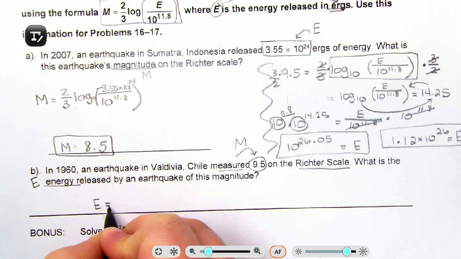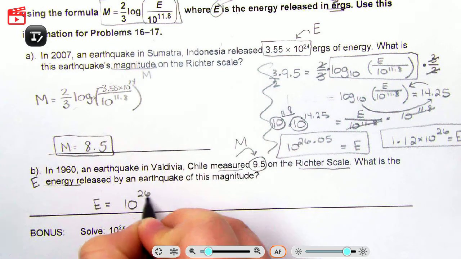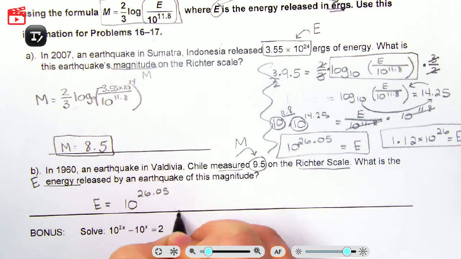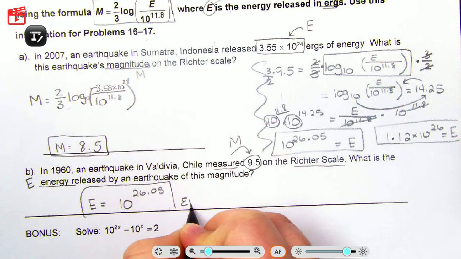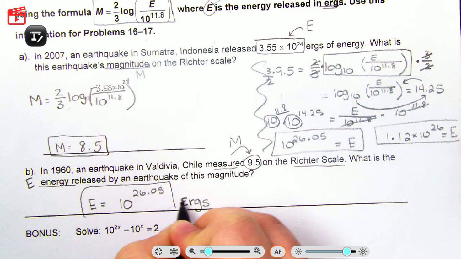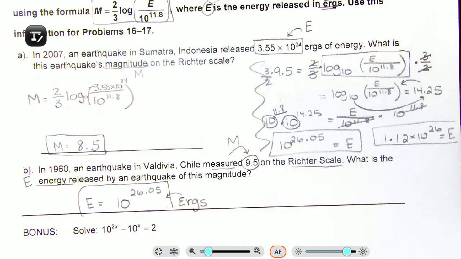So E is, I'm going to write the exact. So this is ergs, E-R-G-S, ergs. Because the energy is measured in ergs.